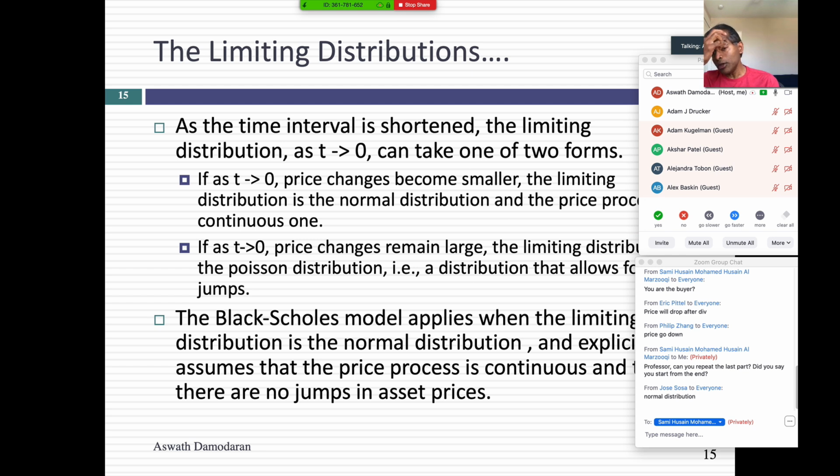The bottom line is when you use a Black-Scholes model to value options, you will tend to undervalue deep out of the money options. You know why? Why would assuming continuous price distributions lead you to undervalue deep out of the money options? What are deep out of the money options? The strike price is way above the stock price for a call option. Why do you think Black-Scholes leads you to undervalue? Is it because it underestimates the volatility?